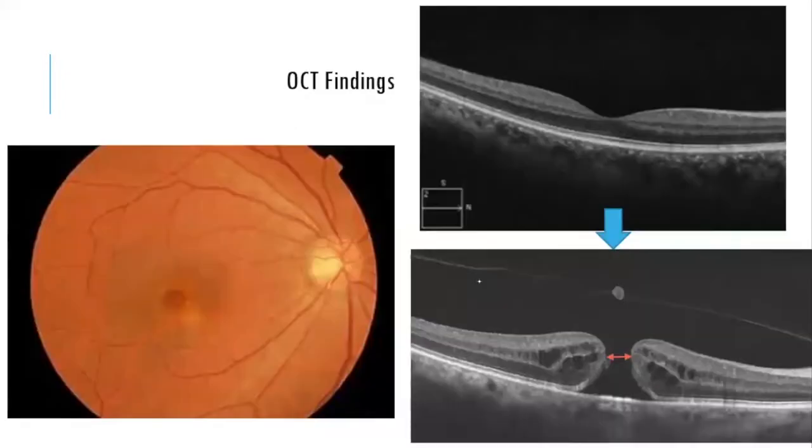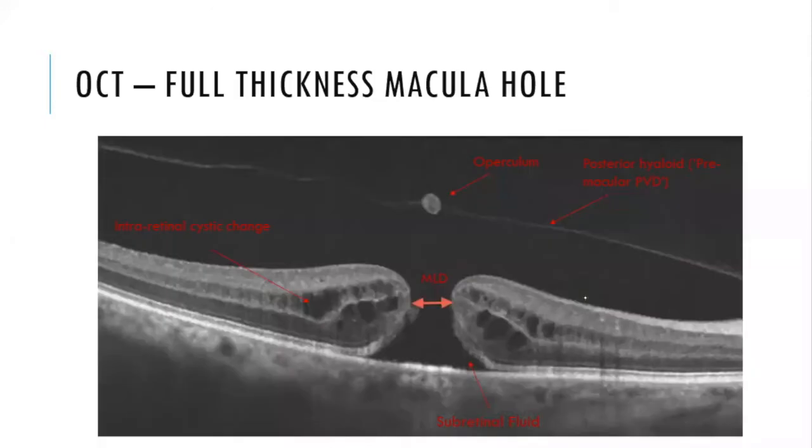So I think most of you will be quite used to looking at normal OCTs. And when you look at normal OCTs, it becomes much more obvious when OCTs are abnormal, when there are other features. But how do we describe those features? In a full thickness macular hole, there are a few things to point out about this scan here.